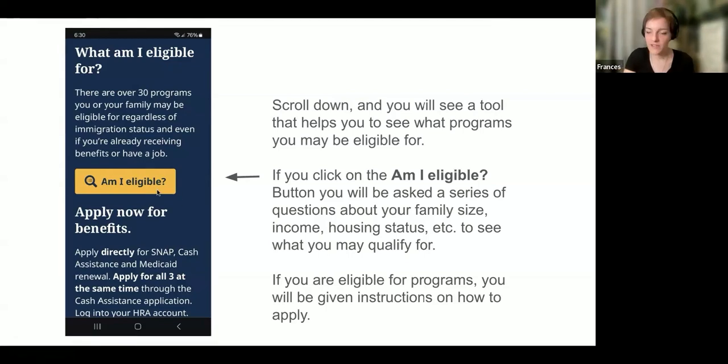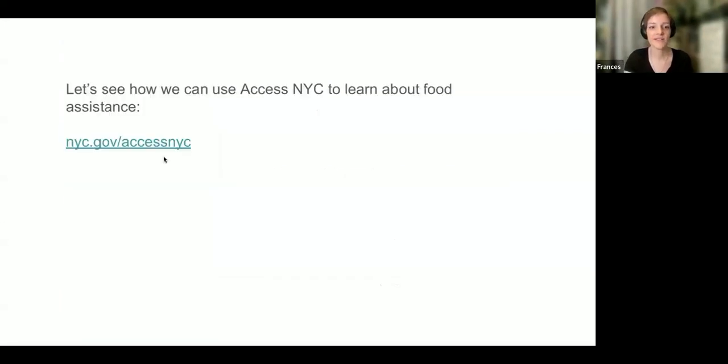And for anything that it finds you're eligible for, you'll be given instructions on how to apply, either online or, if it requires an in-person visit like IDNYC or something like that, it will give you the locations where you can do that. Okay, so let's look at the site itself.